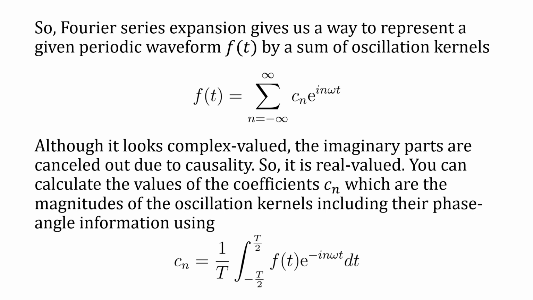You can calculate the values of the coefficients Cn, which are the magnitudes of the oscillation kernels including their phase angle information, using Cn is equal to 1 over T multiplied by the integral of f(t) multiplied by e^(-inωt) from negative T over 2 to T over 2.